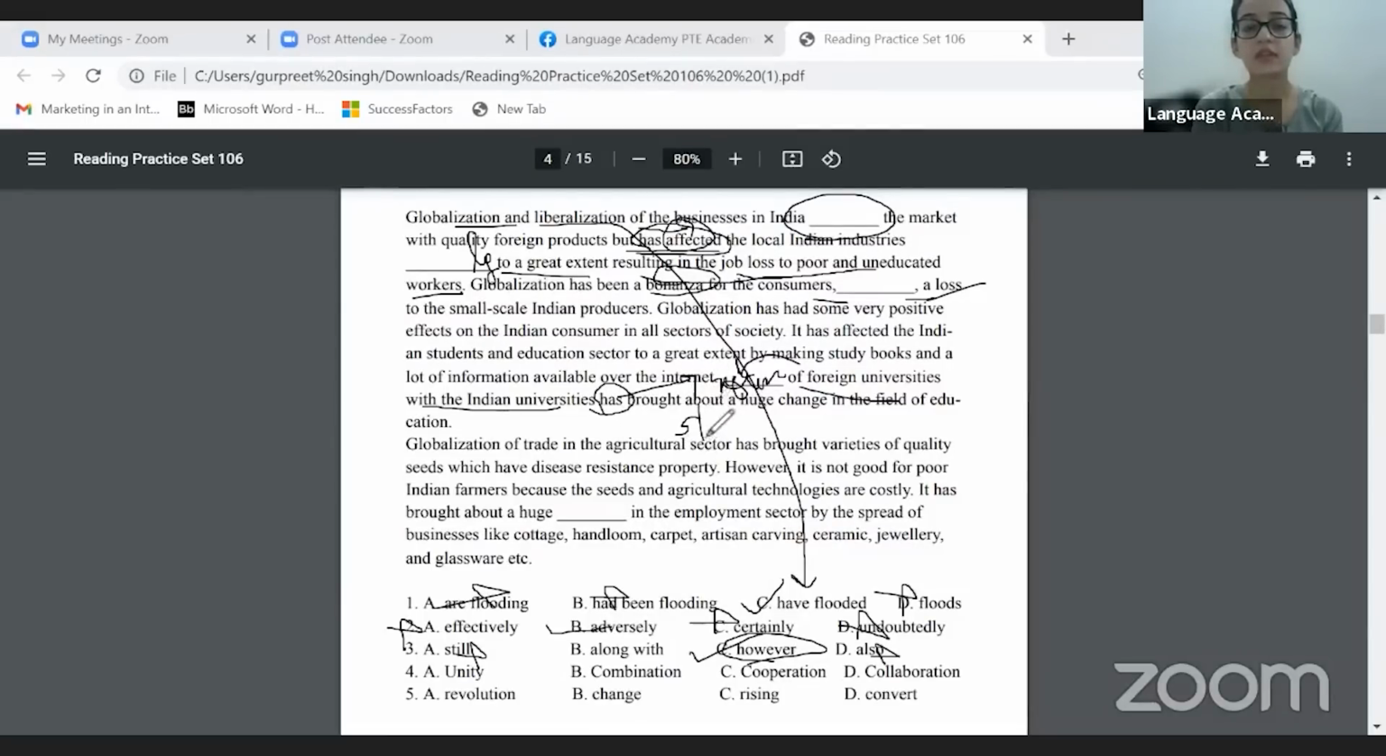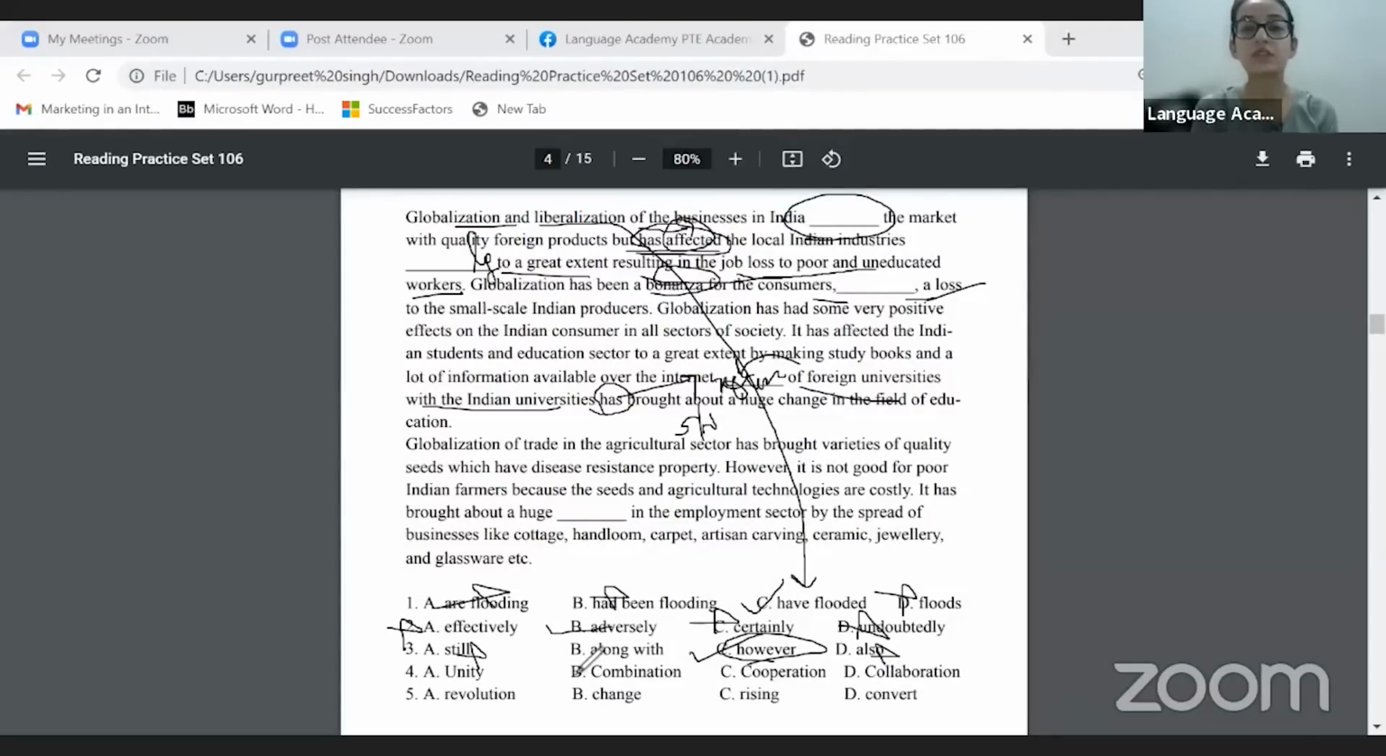So now let's look at the options. You need a singular noun. Unity, combination, cooperation, collaboration. All four are nouns and all four are singulars. But in the exam, most probably they'll give you two options where one of them can be plural and one of them will not even be a noun. So that's why your analysis is very, very important.